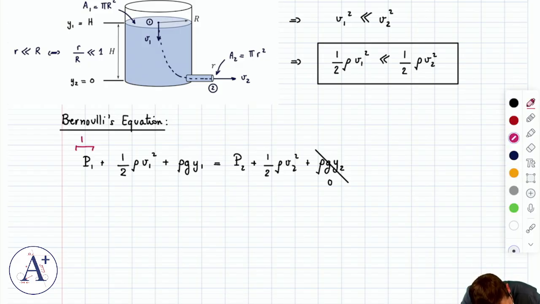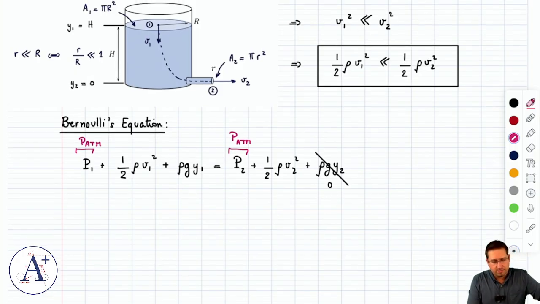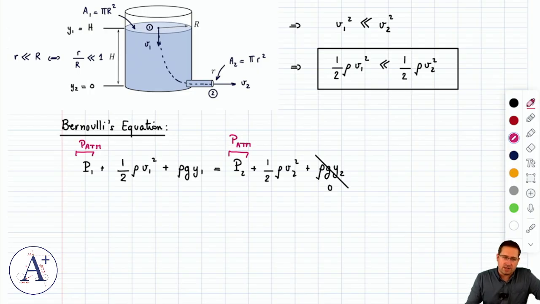P1 is the pressure at the surface here. The tank is open to the atmosphere. The pressure on the surface is the surrounding pressure. That's PATM. Turns out, however, that P2 is also PATM. Now that's not as obvious, and we're going to accept that one on faith. We'll say that when fluid flows out into the atmosphere, the pressure in the flow is the atmospheric pressure. So then this is going to cancel this. They're going to go away.